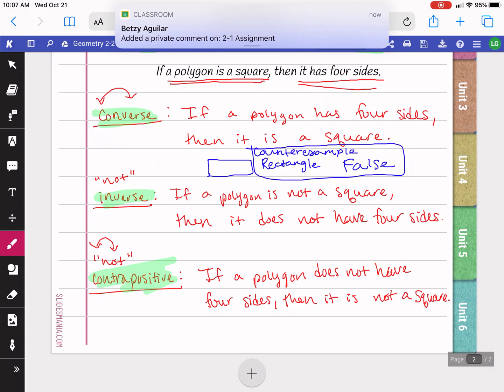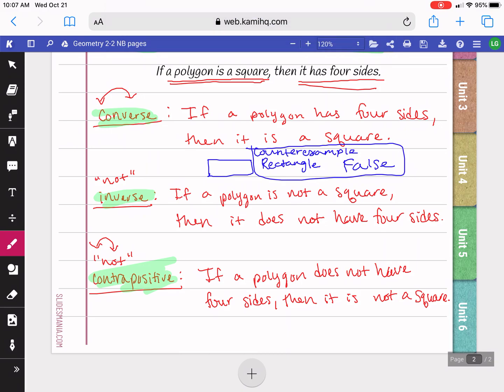Our next statement says, if a polygon is not a square, then it does not have 4 sides. So we want to know if this is true or false. Well, we could actually use the same example from before. We have rectangles. Rectangles are not squares, but rectangles do have 4 sides. So here we have an example that's not a square, but it does have 4 sides. This statement says it does not have 4 sides. So this would be a counterexample.